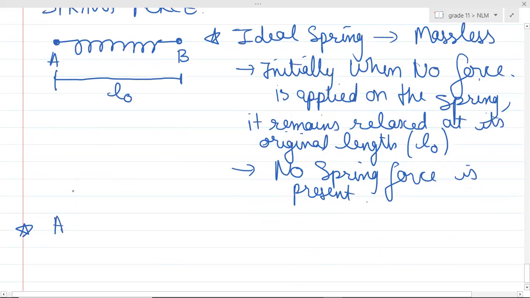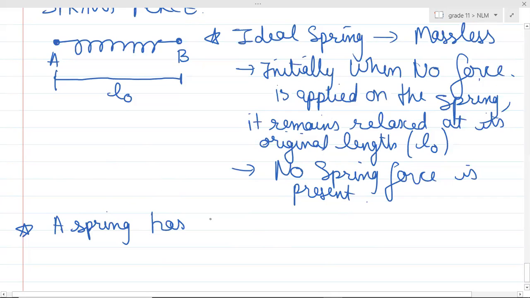कभी स्प्रिंग को खींचा है तूने? तो तेरे हाथ पे एक फोर्स लगता है जो तेरे हाथ को वापस से उसकी तरफ पुल करता है. That force is basically the spring force. So it's not present in an ideal spring. हाँ, when no force is applied on the spring, then उस पे कोई force present नहीं होगी.